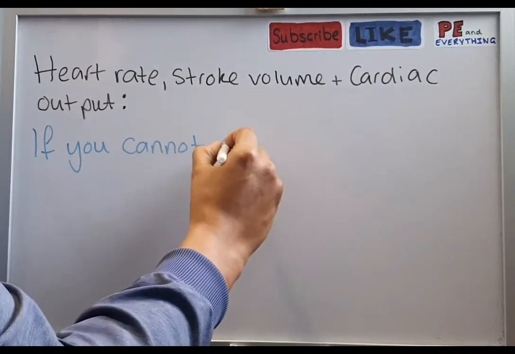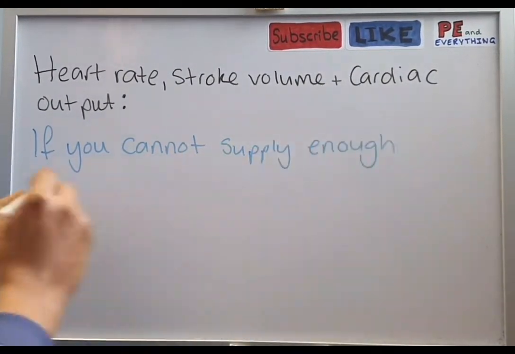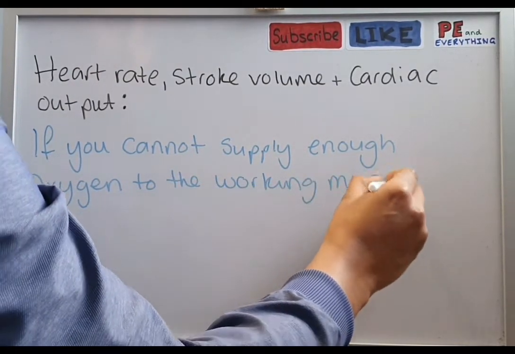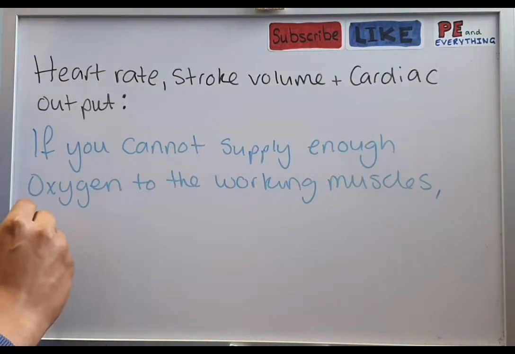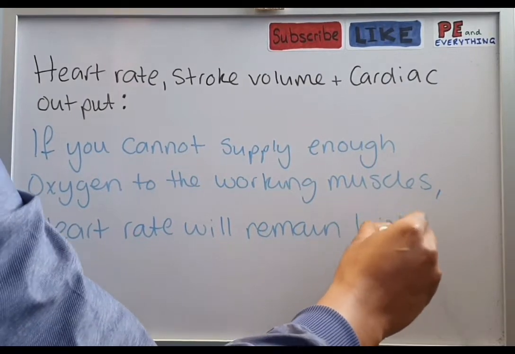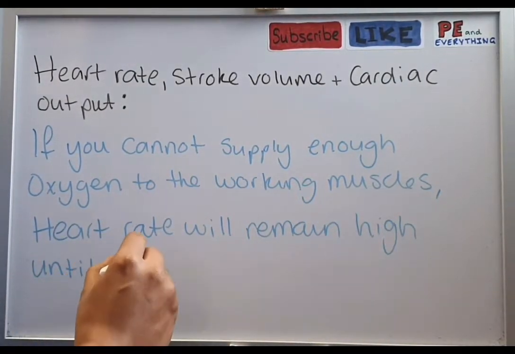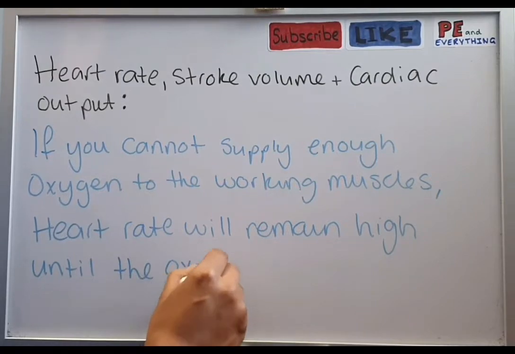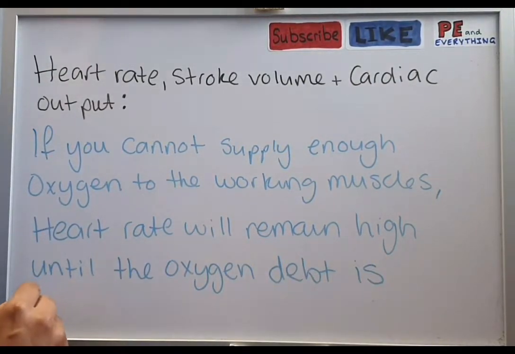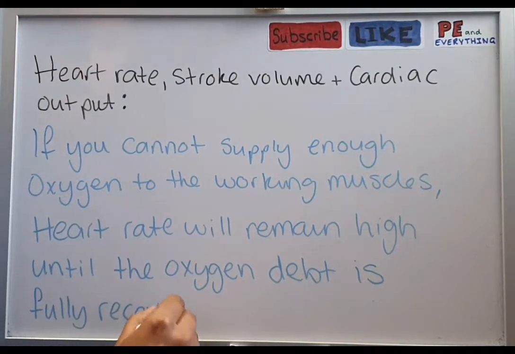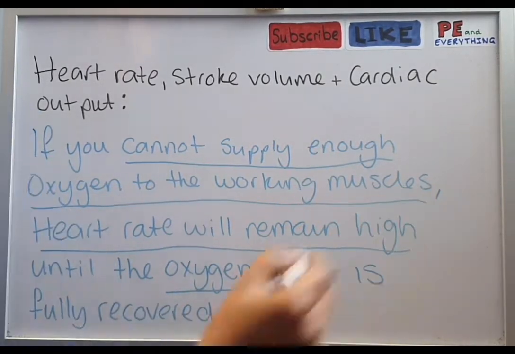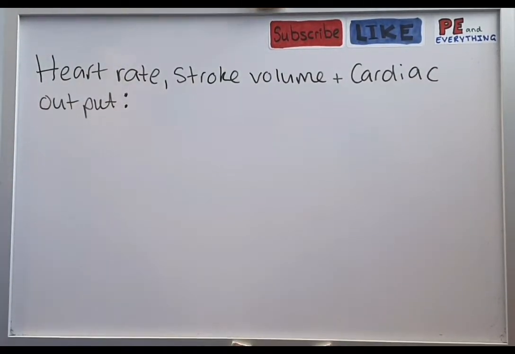Okay, so the final one of this category would be if, when you're exercising, you can't supply enough oxygen to that working muscle or muscles, your heart rate would remain high until oxygen debt is fully recovered. Okay, until it's fully recovered. So these are the key terms. Can't supply enough oxygen to the working muscle, heart rate will remain high, and then we have to wait for oxygen debt.